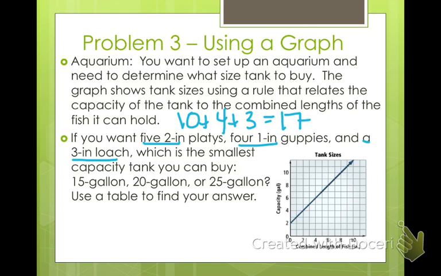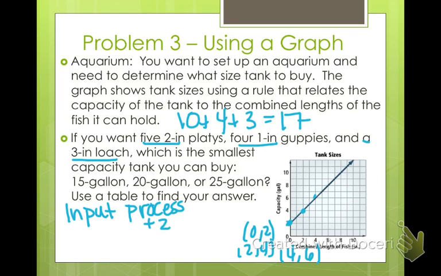Now let's go ahead and look at this graph. If we have this point here, that's 0, 2, and if we have another point here, that's 2, 4, and if we have another point, that's 4, 6. Are you noticing a pattern? I hope so. So whatever your input is, your process is to add 2 to get your output. So if our fish total 17 inches, if we add 2 to that, we need to have at least 19 gallons of water. So what's the smallest tank that we could have? A 20-gallon tank should be your answer.